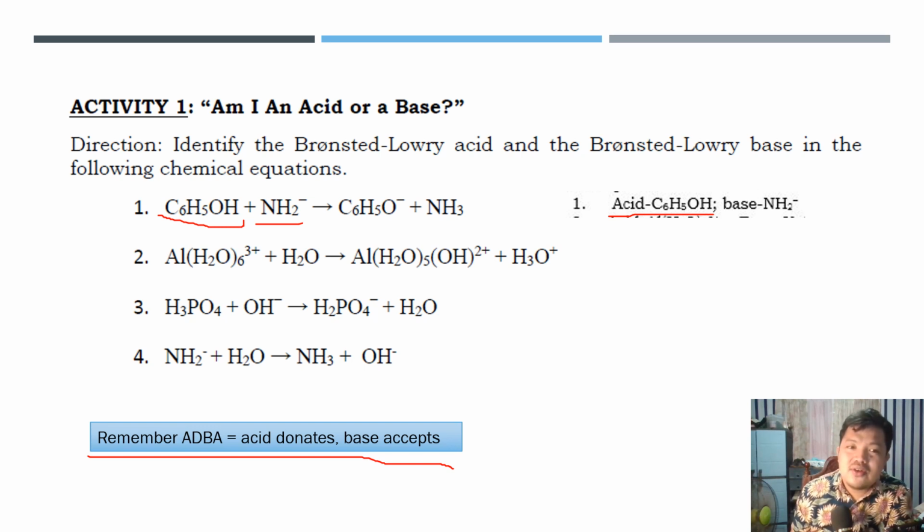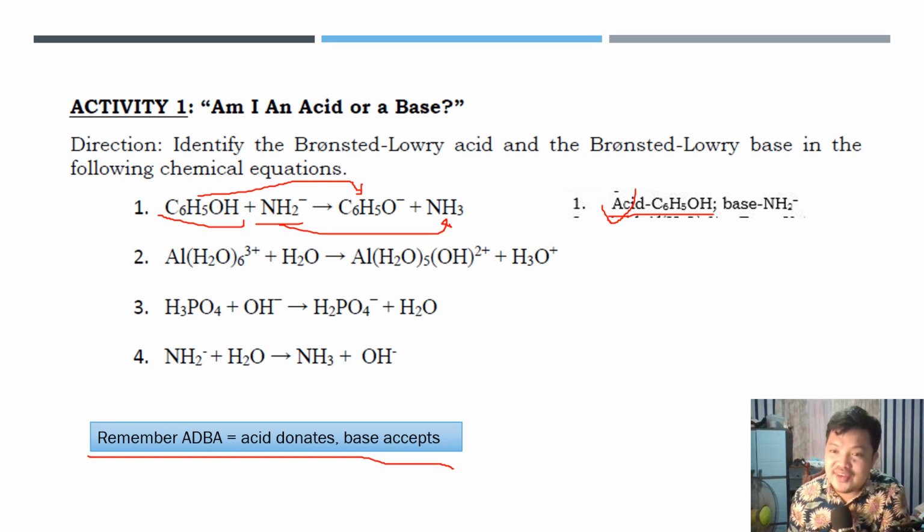So let's see. Yung counterpart ng C6H5OH dito is obviously ito, C6H5O. Nawalan siya ng H, meaning to say, nag-donate ng H si C6H5OH. So that means, correct, siya talaga yung acid. On this side naman, from NH2, naging NH3 na lang siya. Ibig sabihin, nag-accept siya ng proton. And that makes NH2 as our base. Okay, gets? Let's have the second example.